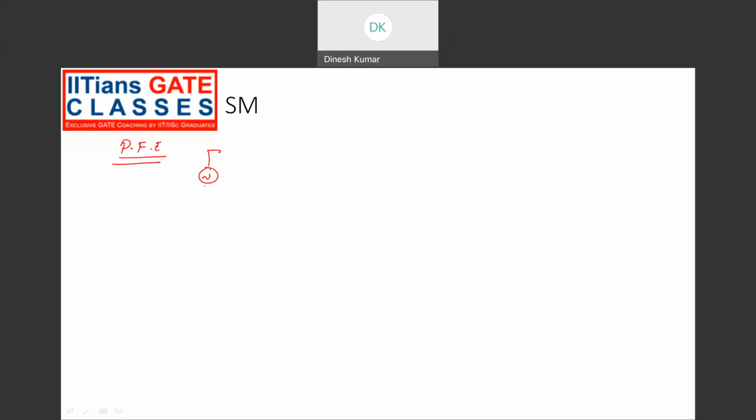We have a synchronous machine. The induced voltage is E at angle delta. And then we have a synchronous impedance ZS, and this is connected to load L. And this is the armature current IA. This is the terminal voltage V at angle 0 degrees. Now I can write E is equal to V plus IA ZS, right? So IA is equal to (E minus V) by ZS.